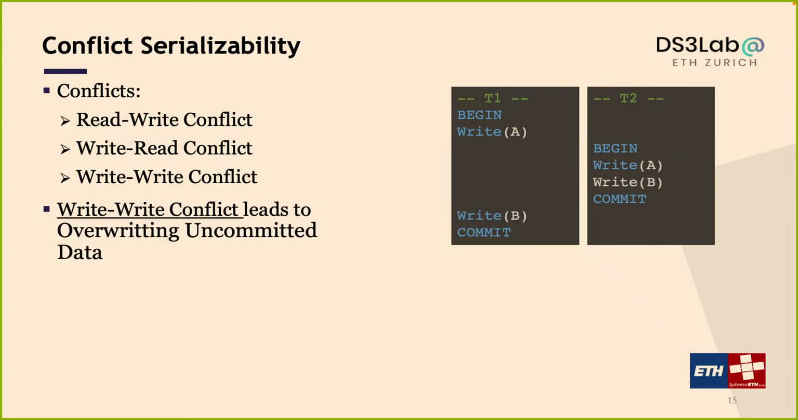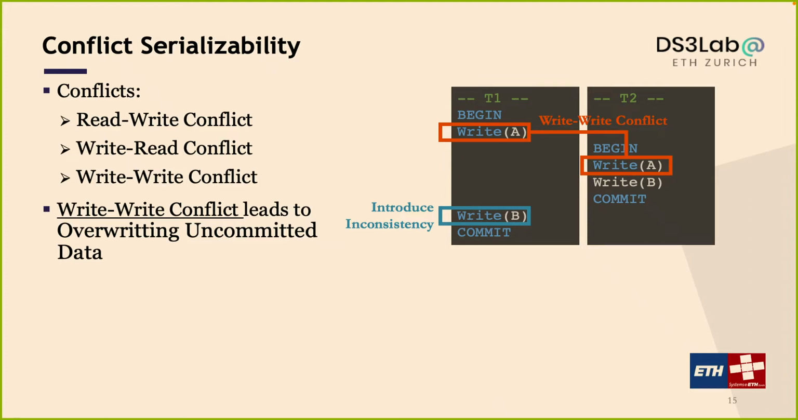Similarly, there's this write-write conflict between these two operators. The way to think about why you cannot swap them is to assume you have another operation. In T1, you write B, right?